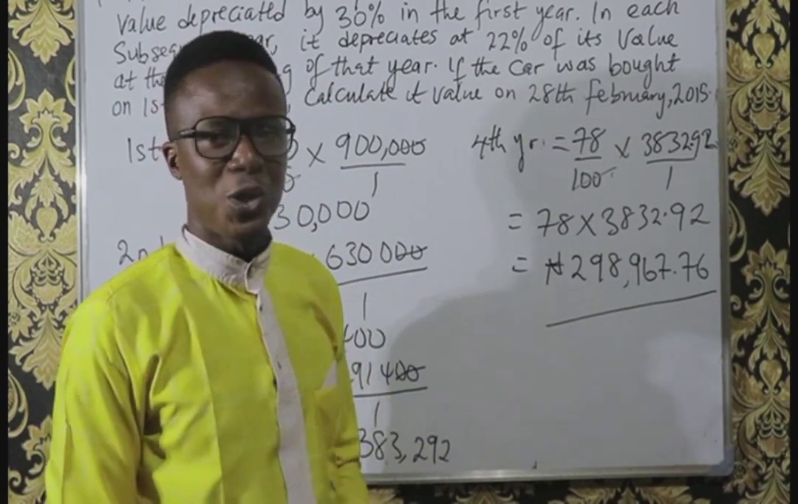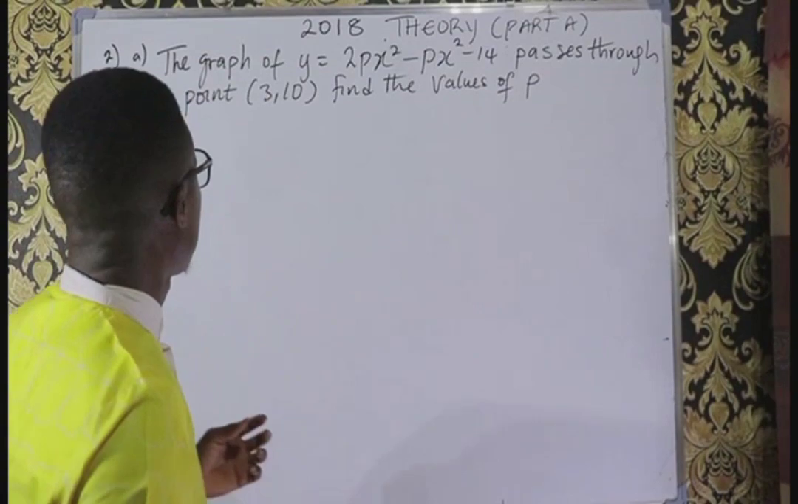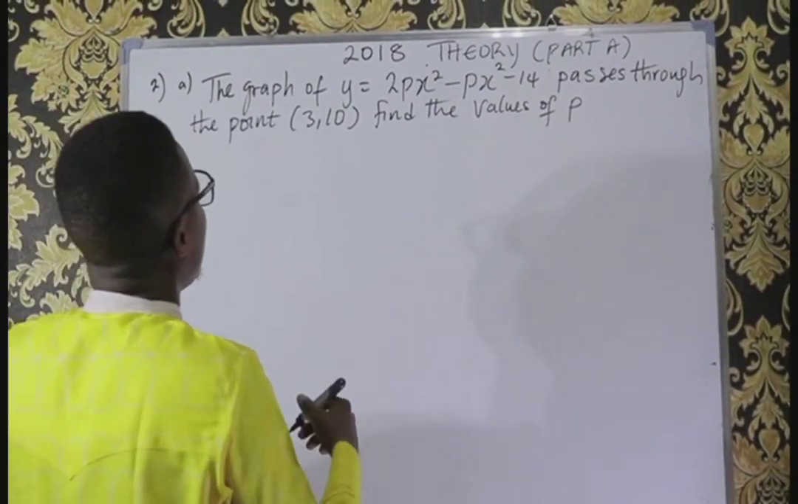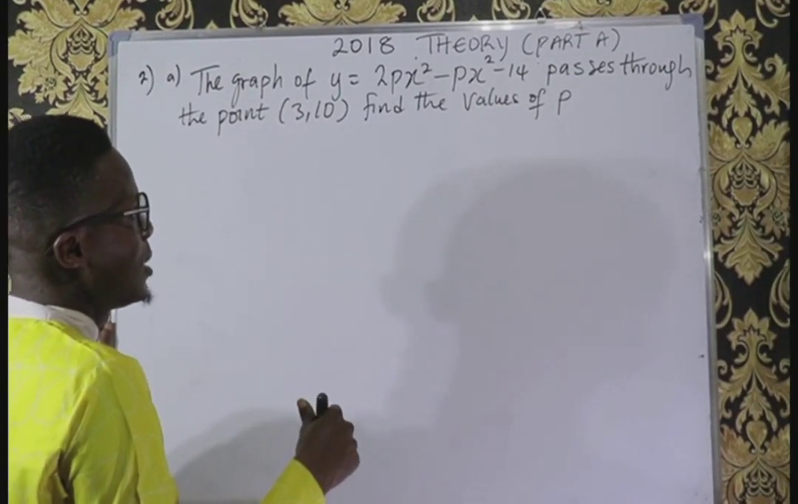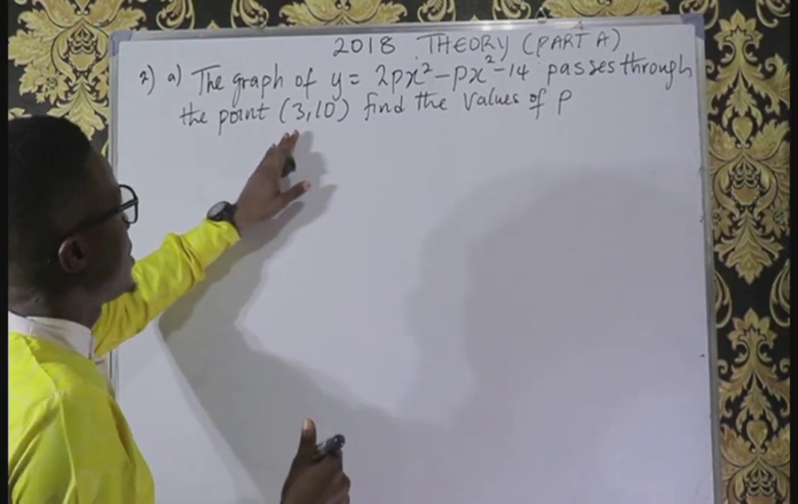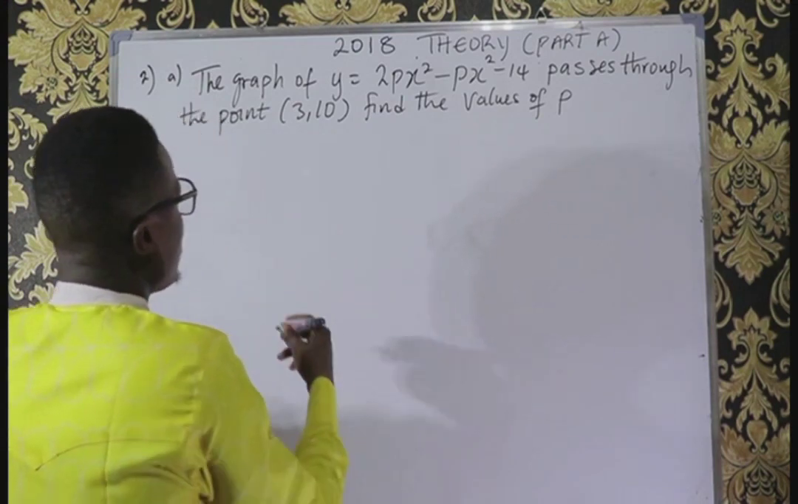So let's take the second question. In the second question, question number 2a, we are told that the graph of y equals px squared minus 14 passes through the point 3, 10. Find the value of p.